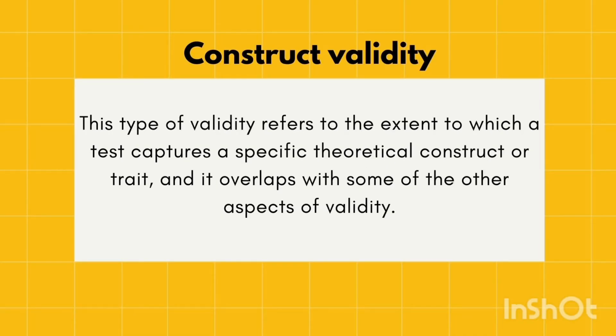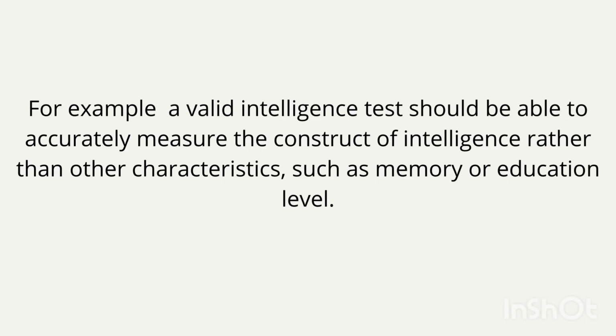Third type of validity is construct validity. Construct validity was invented by Cronbach and Meehl. This type of validity refers to the extent to which a test captures a specific theoretical construct or trait and it overlaps with some of the other aspects of validity. Construct validity does not concern the simple, factual question of whether a test measures an attribute. Instead, it is about the complex question of whether test score interpretations are consistent with a nomological network involving theoretical and observational terms.